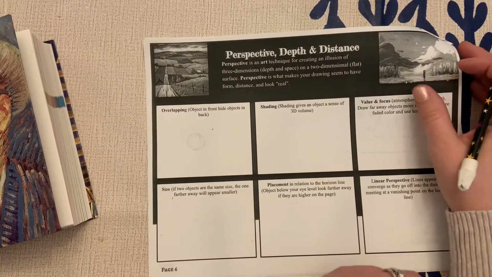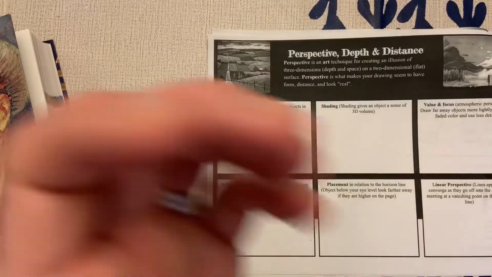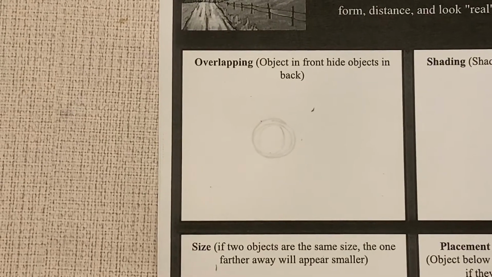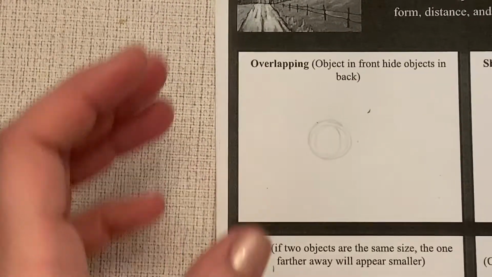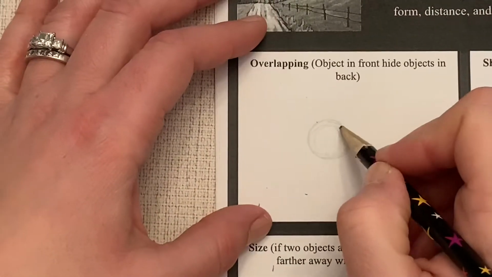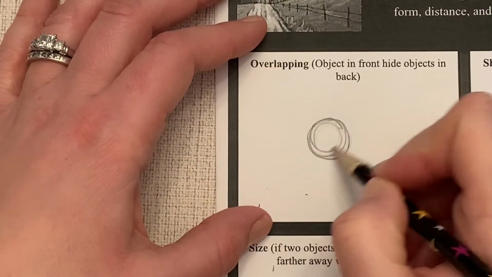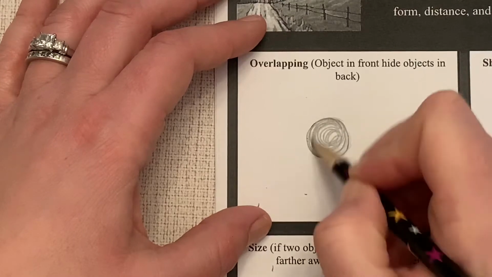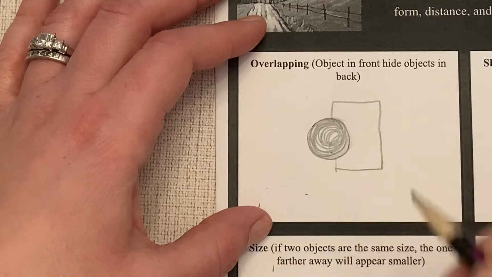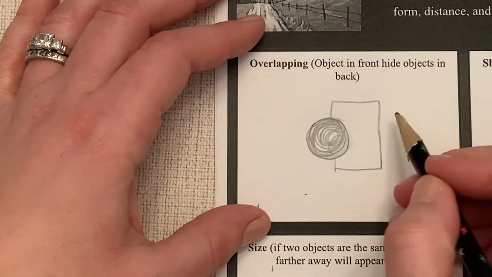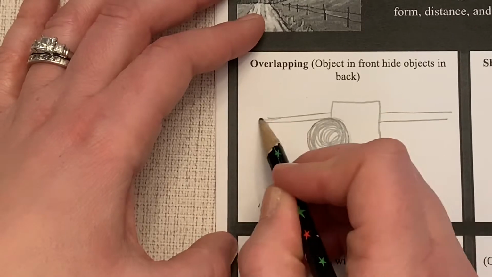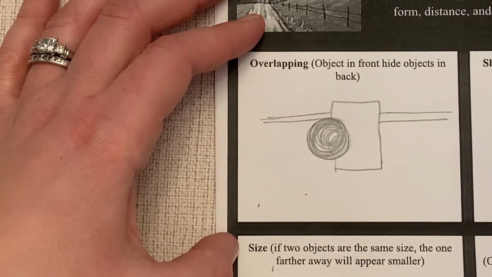So we're gonna zoom in and we're gonna look at a couple of these, okay? Let's zoom in. Sorry, my camera's a bit shaky. We're gonna start with overlapping, okay? So what I want you to do is copy what I'm gonna show you, okay? So we're gonna start off with a circle, color it in, okay? And then we're gonna overlap by putting a rectangle behind it. Behind it, we're gonna put some stripes to make it look like it's really overlapping, okay?